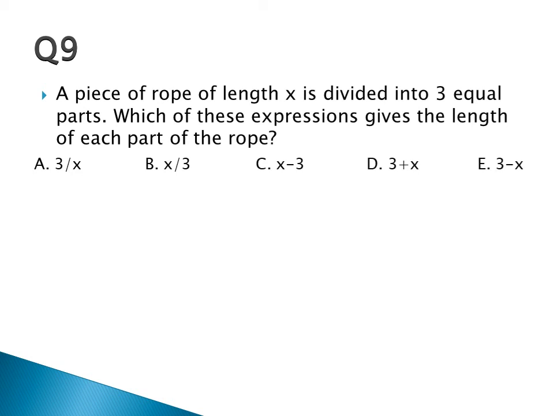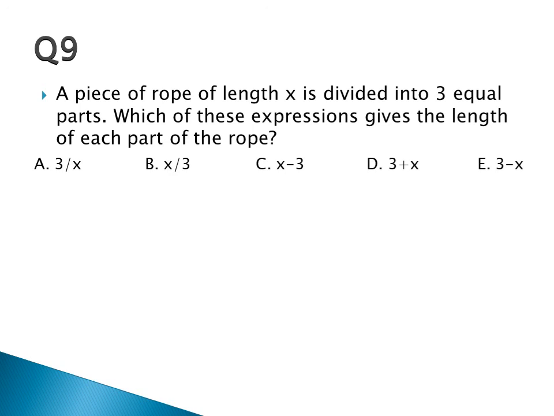Let's look at each option one by one. Option A says 3 over x. We know that a rope of length x is divided into 3 equal parts. That means x is divided into 3 equal parts. So this is the other way around. So this is incorrect.